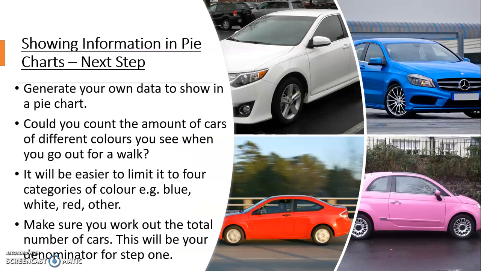Right, it's time now for you to gather your own data. I have a suggestion, which is to count the amount of cars of different colours you see when you go for a walk. It will be easier to limit it to 4 or a smaller amount of categories. For example, blue, white, red, and any other colour. Make sure you have a total of the amount of cars before you start to turn your data that you've gathered into fractions so you can draw your pie chart.